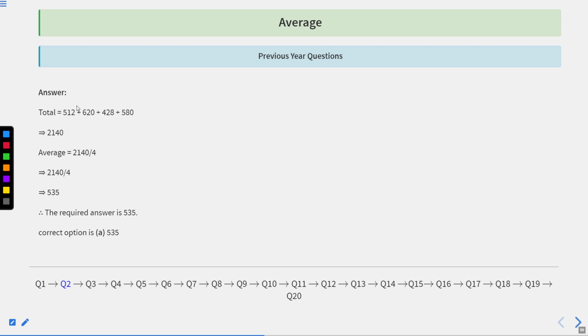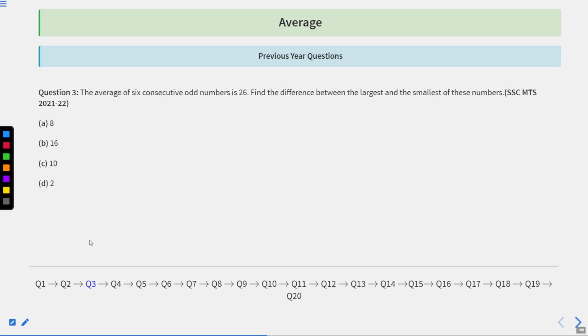So the total is going to be 512 plus 620 plus 428 plus 580, which is equal to 2140. So the average is going to be 2140 upon 4, which is equal to 535. So the required average is 535, which is option number A.